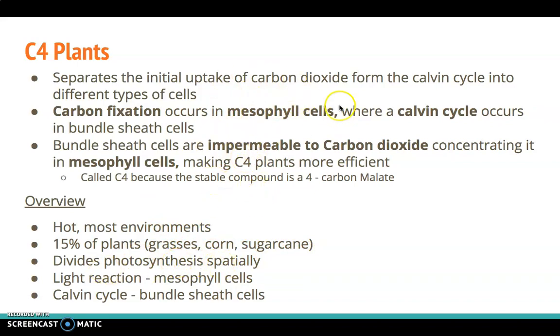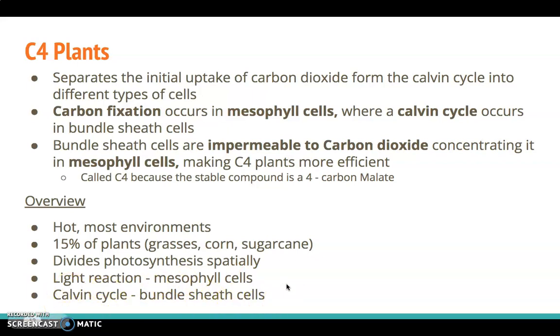So one part happens in the mesophyll cell, and the other one happens in the bundle sheath cell. And then, again, like I said, the light reaction happens in the mesophyll cells, whereas the Calvin cycle itself happens in the bundle sheath cells.